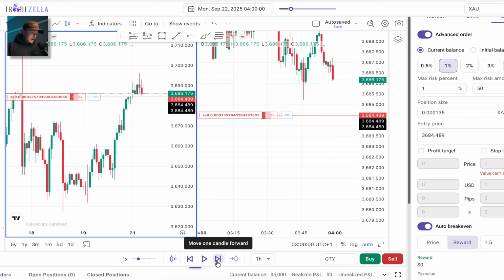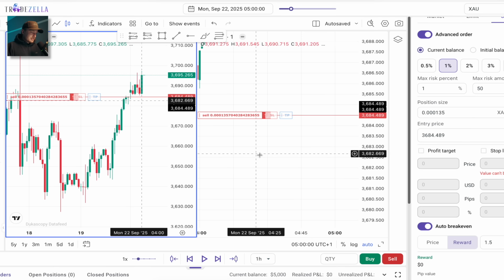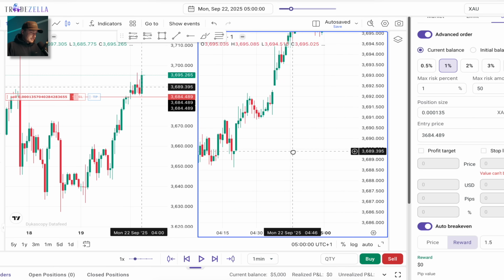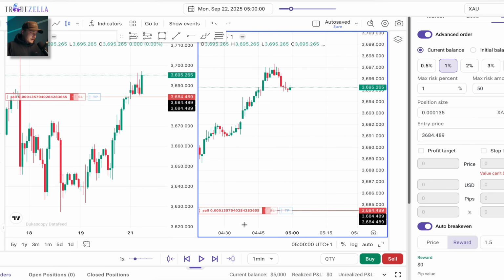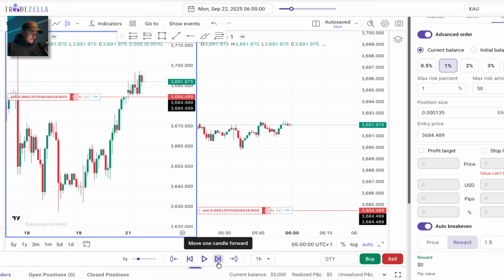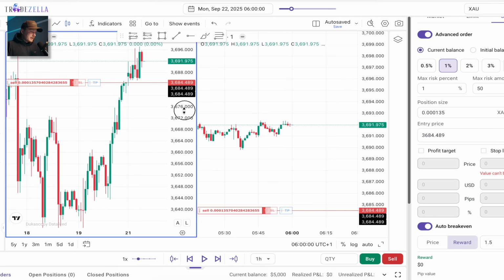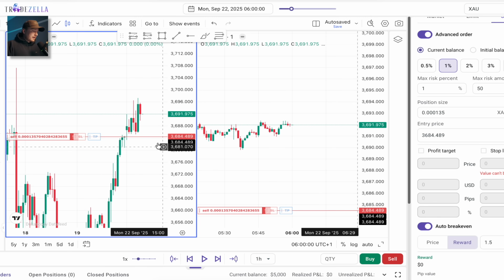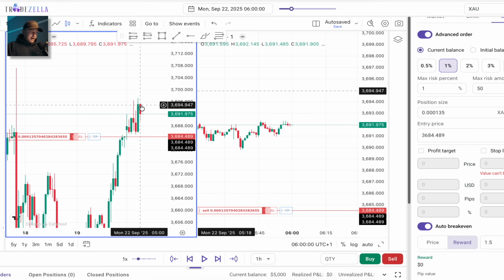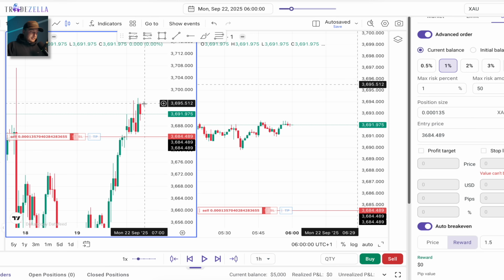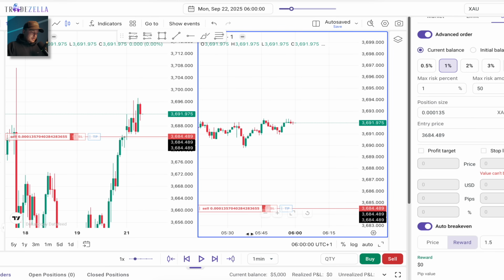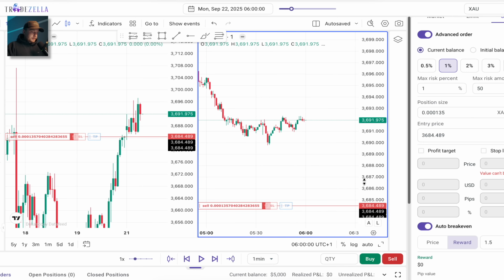So let's skip through now to 6 a.m., because this is when I start looking for trades, 6 a.m. UK time. And we will just go forward one more. And we'll see here that the previous hourly candle has closed bearish. So from 5 till 6, we've got this bearish hourly candle. So we will be looking for sells on the 1 minute chart.